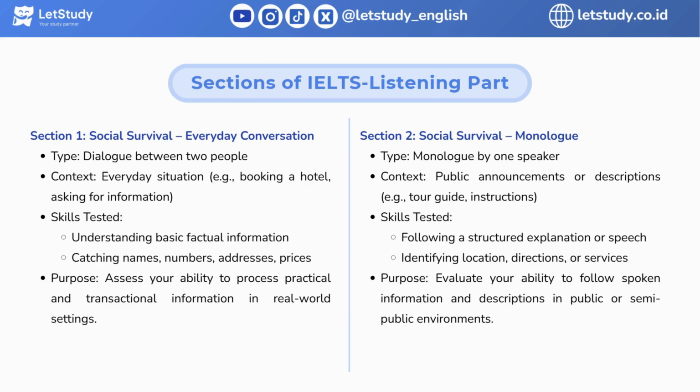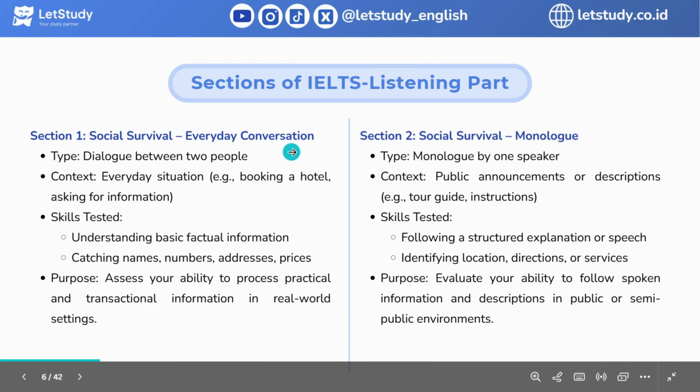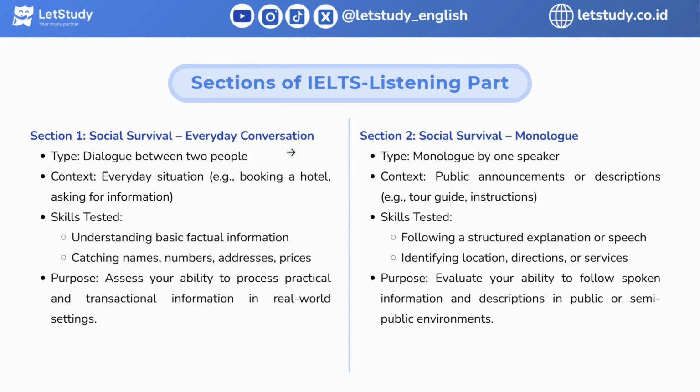There are several sections of the IELTS listening part. Section 1 is social survival for everyday conversation. The type is usually a dialogue between two people. The context is an everyday situation, for example, booking a hotel or asking for information. The skill tested is understanding basic factual information, or catching names, numbers, addresses, and prices. The purpose is to assess your ability to process practical and transactional information in real-world settings.